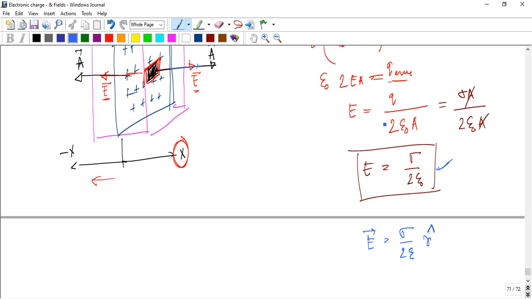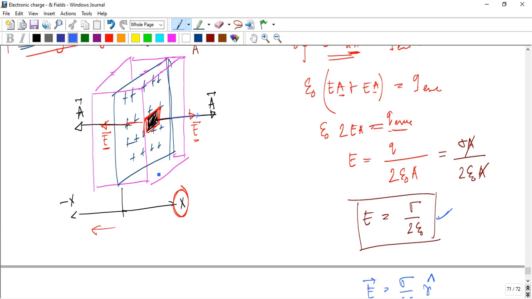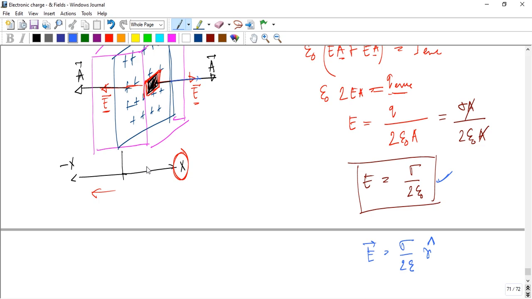That means, if sigma is plus, the charge sheet contains positive charge, and if sigma is minus, the charge sheet contains negative charge. If it contains negative charge, E goes in the inward direction. If sigma is plus, E goes away; if E goes towards each other, that is minus sigma. That's very important. Both are electric field vectors.